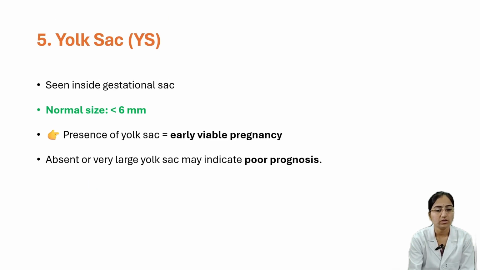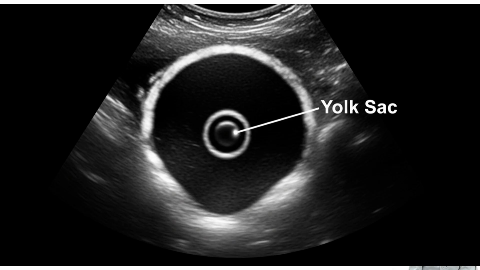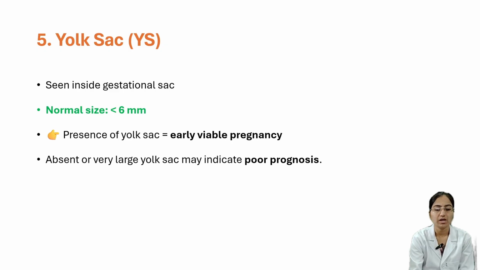Next comes the yolk sac. Here it is seen inside the gestational sac and the normal size is less than 6 mm. And then presence of a yolk sac means it's an early viable pregnancy. And an absent or very large yolk sac, we need to look for in the report.